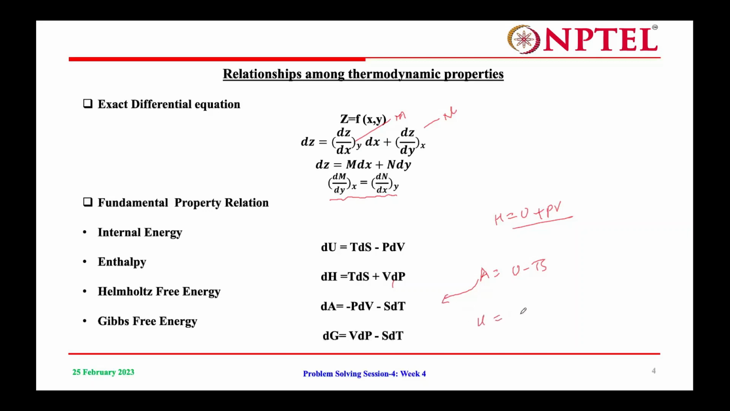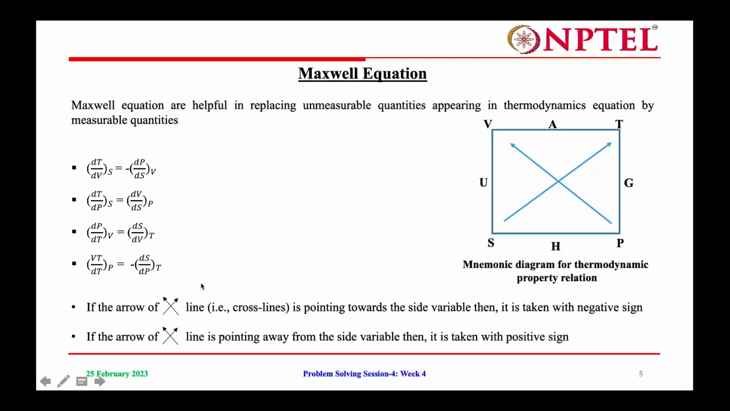Similarly it is equal to, right, you will get this. So these are the thermodynamic properties. To understand these thermodynamic properties with each other, we use the Maxwell equations. Here the Maxwell equations are helpful in replacing unmeasurable quantities appearing in a thermodynamic equation by measurable quantities, right. So this is the mnemonic diagram for the thermodynamic property relations.